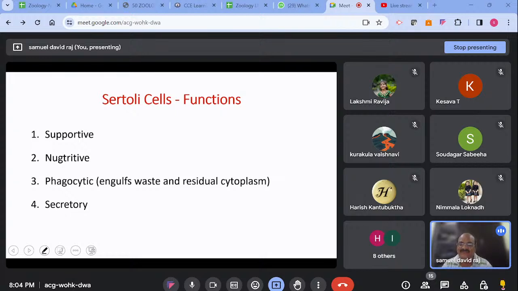Sertoli cells have different functions. We have seen that it is nutritive in function, that is what we have just discussed. In addition to this, it has three more functions. It is supportive, it is phagocytic, where it engulfs the waste and residual cytoplasm, and it is also secretory. So, supportive, nutritive, phagocytic, and secretory in function.